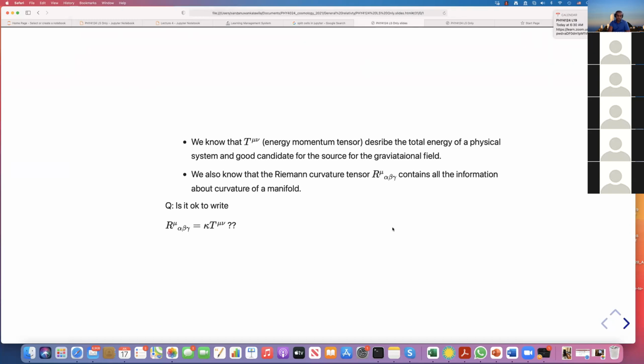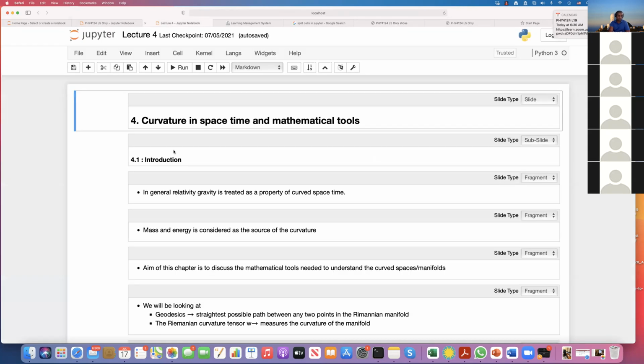So you can see that you cannot equate these two, right? I mean, it doesn't work in that way. So the two tensors are of two types. And because of that, what we know is you can contract the Riemann curvature tensor to get the Ricci tensor, right? So remember that we learned about that. I don't know whether you can remember it or not.